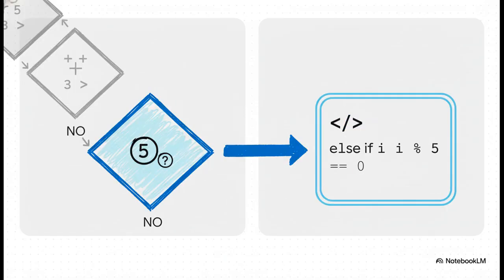And we just keep going right down our logical path. If the number isn't divisible by 15 and it's not divisible by 3, our next else-if checks if it's divisible by 5. See how clean that is? It's like a waterfall of decisions, one after the other, exactly like we planned.